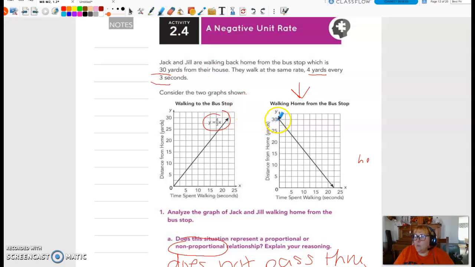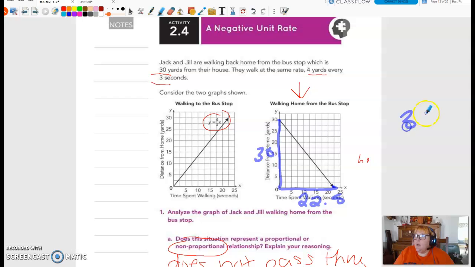So we know we have a starting point up here at 30. So we have the point 0, 30, and we have the point where it stops. So we can do that triangle. So we can go down 30, and then to the right, I'd say 22.5.